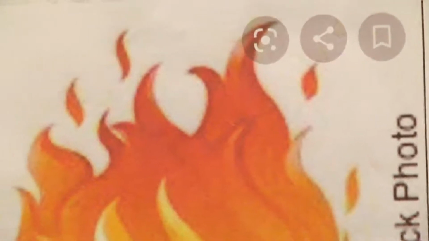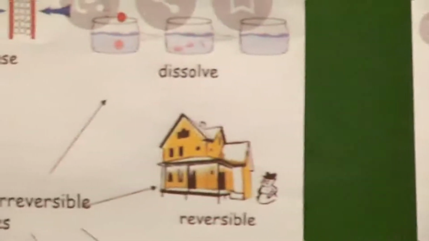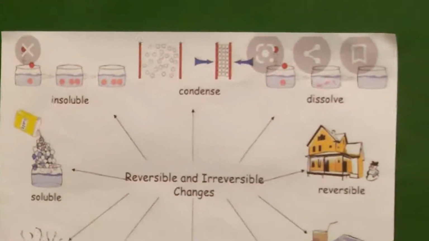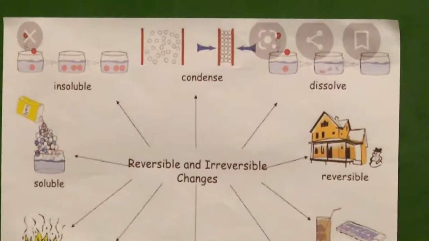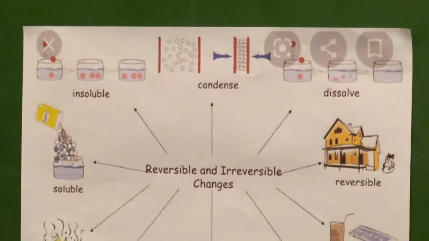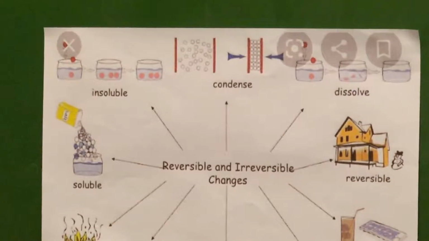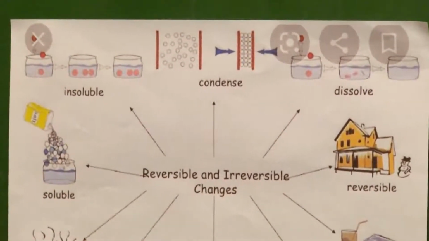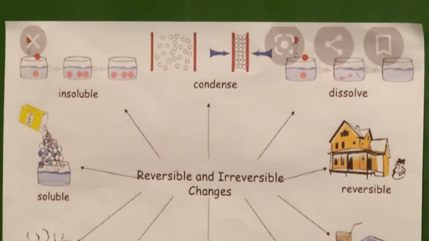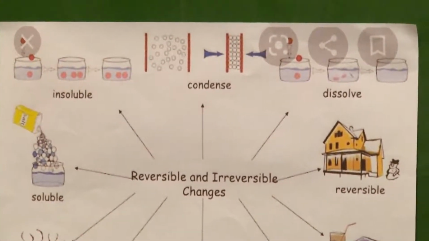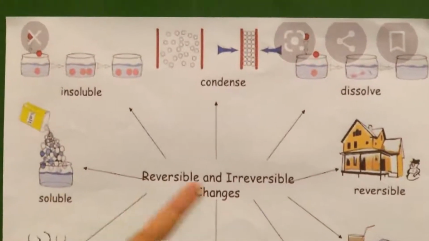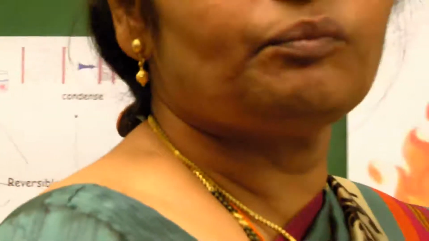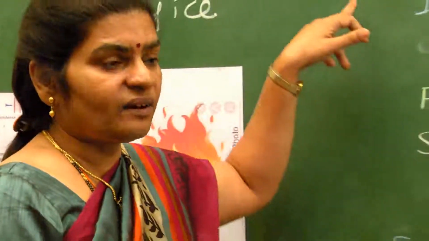Another example is the burning of fuel. When we run a car, we use petrol or diesel. Once it is converted into gas, by collecting the gas we cannot make the petrol again. So burning of a substance is an example of what type of change? Irreversible change.